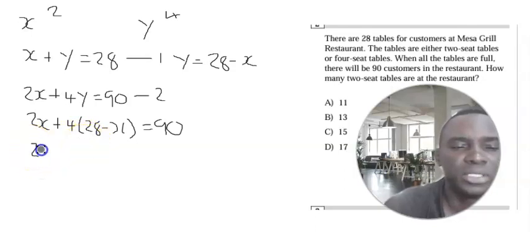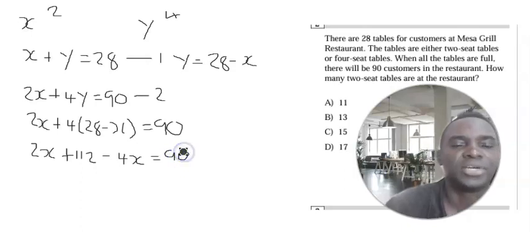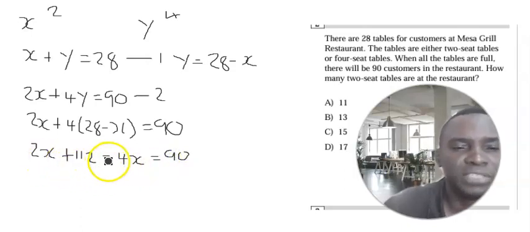So we have 2x plus this. Now 4 times 28 will give us 112, minus 4 times x, which is minus 4x. You understand that? This will be equal to 90. All right, so let's collect our like terms. 2x minus 4x should give us minus 2x. Do you agree with that?